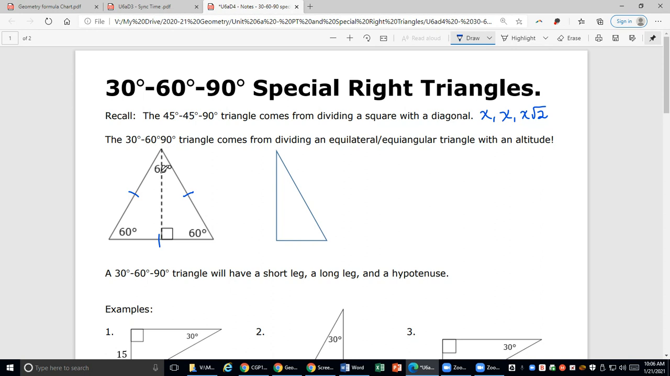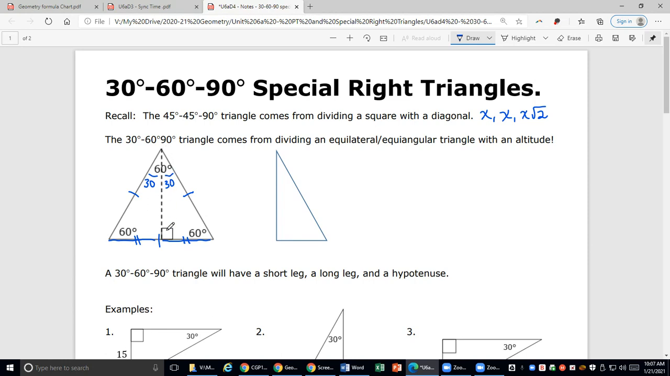When we draw an altitude in an equilateral triangle, it's going to divide this angle equally. So I'm going to end up with 30 degrees here and 30 degrees here. It's also going to divide this opposite side equally, so this piece here will be exactly the same as this piece here.